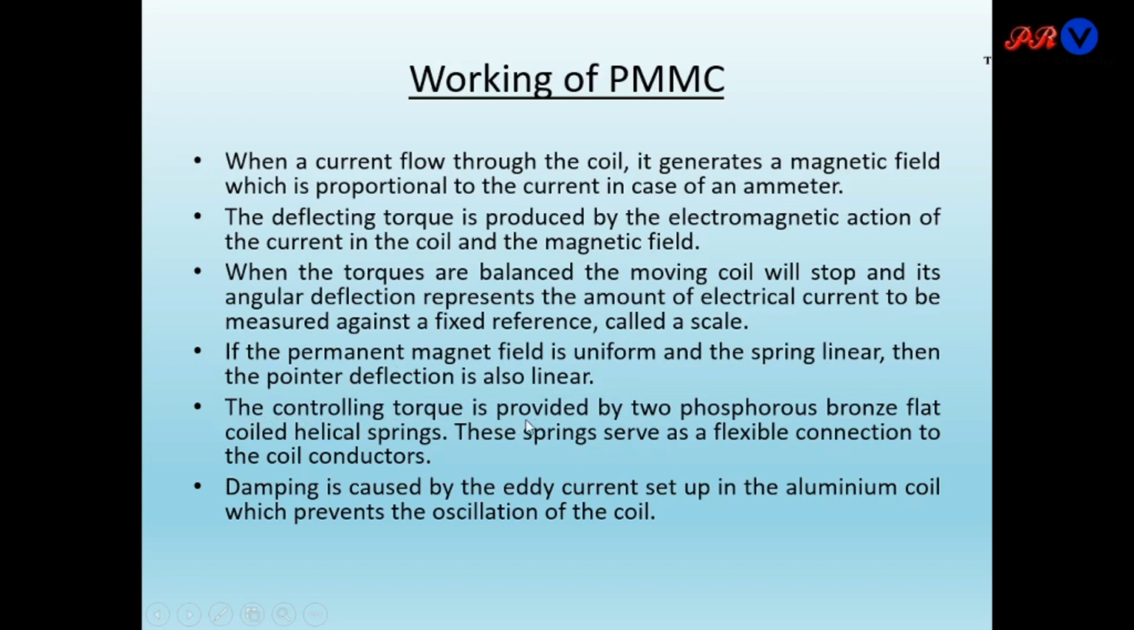The controlling torque is provided by two phosphor bronze flat coiled helical springs. As in the earlier slide we saw that controlling torque is provided by the spring. So here we use two phosphor bronze flat coiled helical springs to provide that controlling torque. These springs serve as a flexible connection to the coil conductor. These also work as the coil conductor through which we enter the current whose value we want to measure.